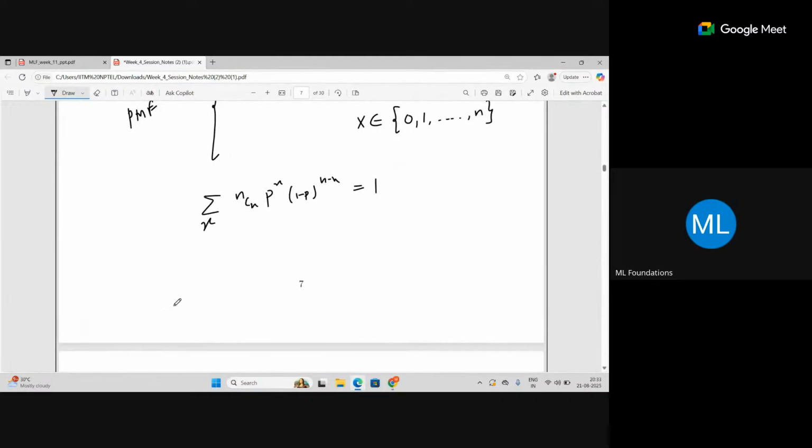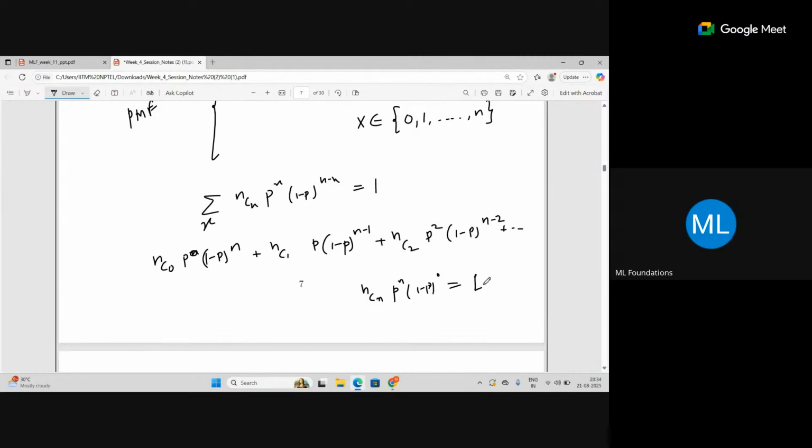So here it's nC0 p to the power 0 (1 minus p) to the power n, plus nC1 p (1 minus p) to the power n minus 1, plus nC2 p to the power 2 (1 minus p) to the power n minus 2, like that till nCn p to the power n and (1 minus p) to the power 0. It should be equal to 1.